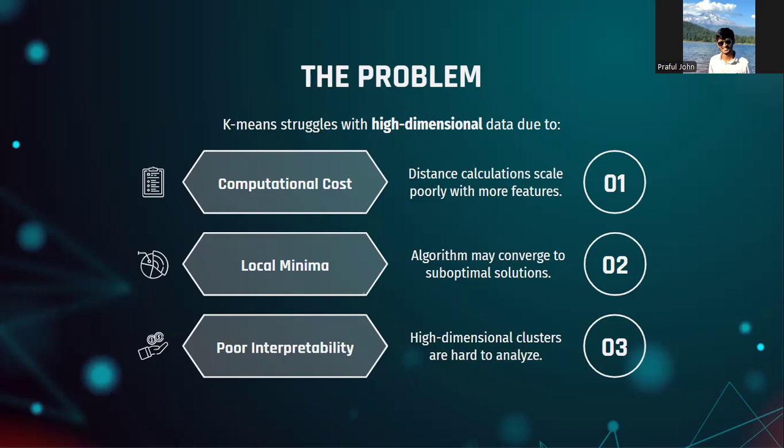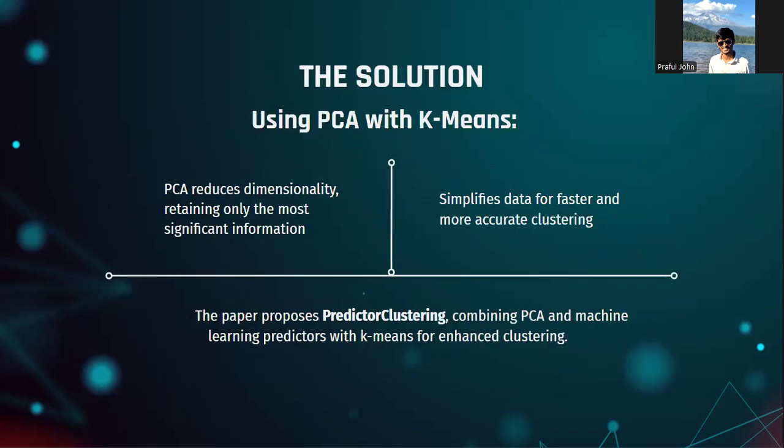So that is why a high-dimensional data set is very hard to analyze. So the solution that the author proposes is predictor clustering, a workflow that combines PCA with k-means. What we do is perform principal component analysis, one of the very famous dimensionality reduction techniques, before performing k-means.